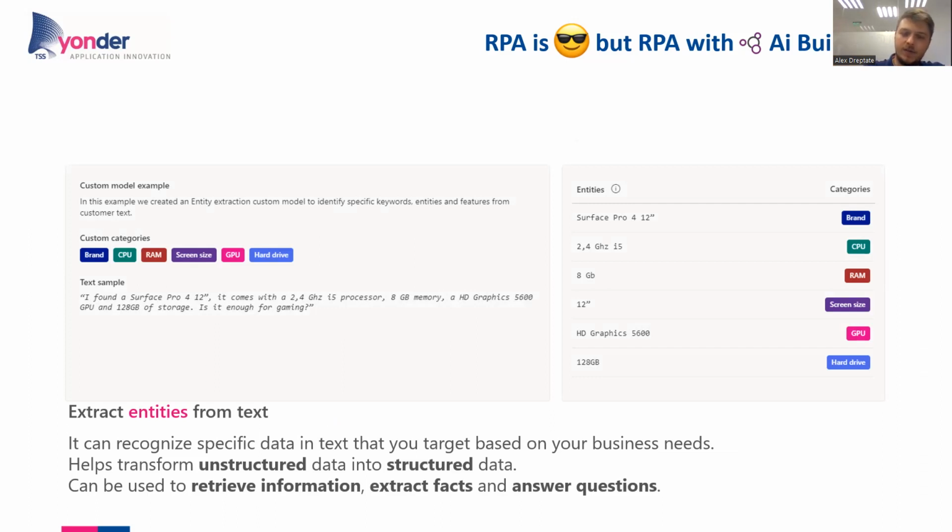By running this text through our AI Builder model, the model was able to extract pieces of this message as entities and put some tags on them, put them in certain categories. So on the right side, you can see which are the entities extracted and how they were categorized. Surface Pro is in the category of a brand. 2.4 gigahertz i5 is the CPU. 8 giga is the RAM memory. 12-inch is the screen size. So depending on the context, it's able to tell what exactly you were talking about in that message.